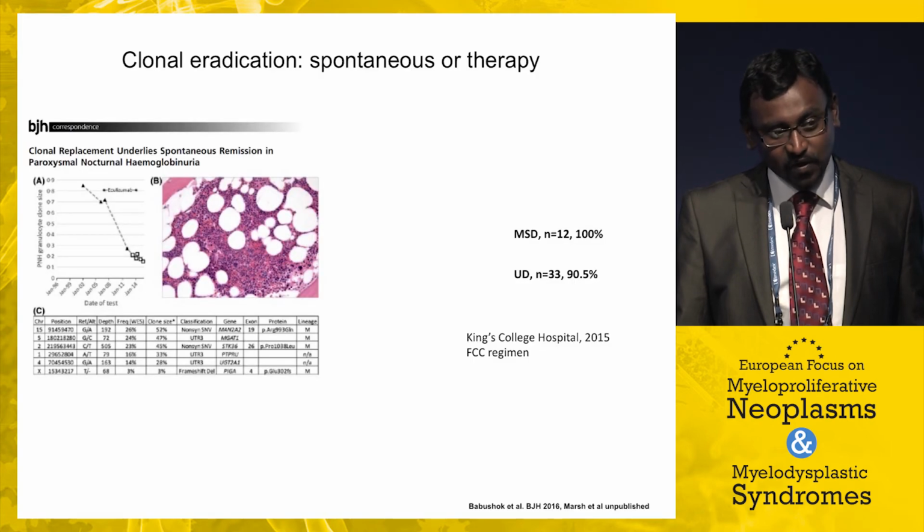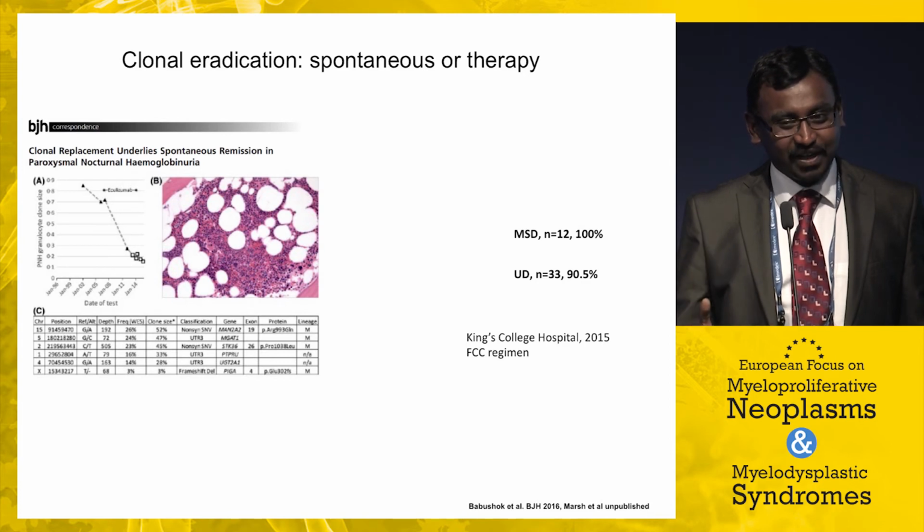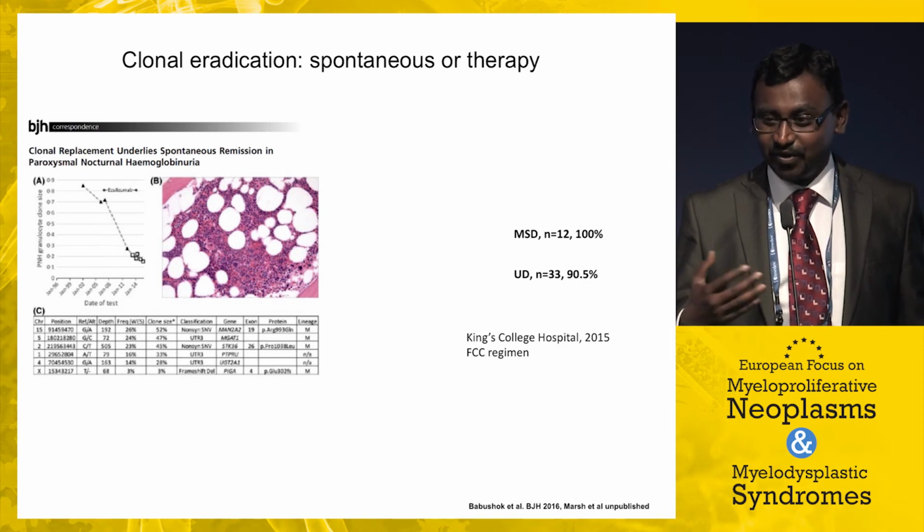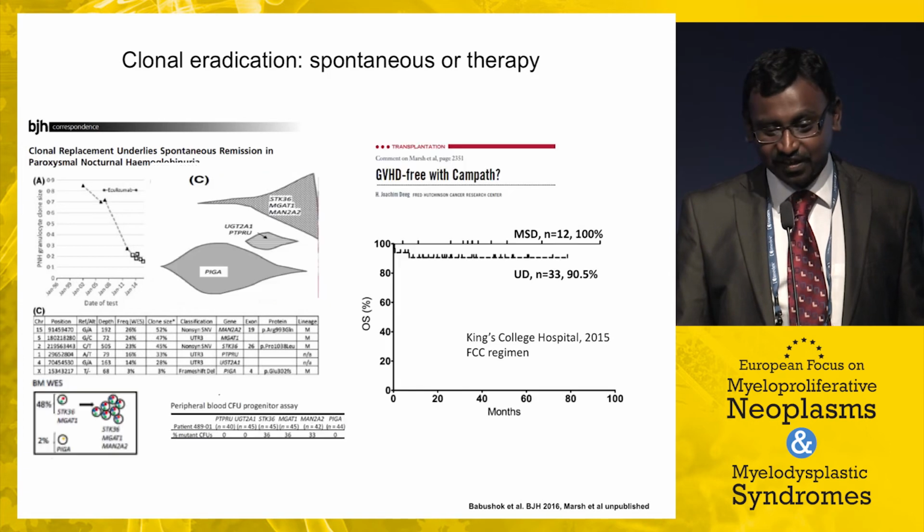But you could have clones which are eradicated. This is in the context of PNH, which is also an immune-mediated disease, where these clones could be eradicated spontaneously. This is a patient monitored over a period of 10 years, who loses the PNH clone spontaneously. But although the PNH clone goes, the normal hemopoiesis is not normal. It's contributed by other mutated clones as well.